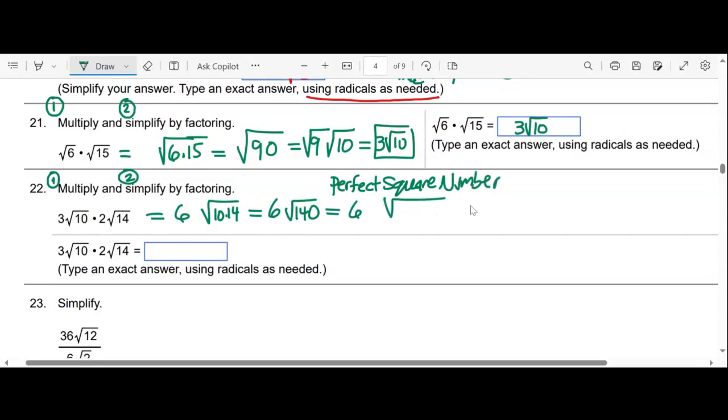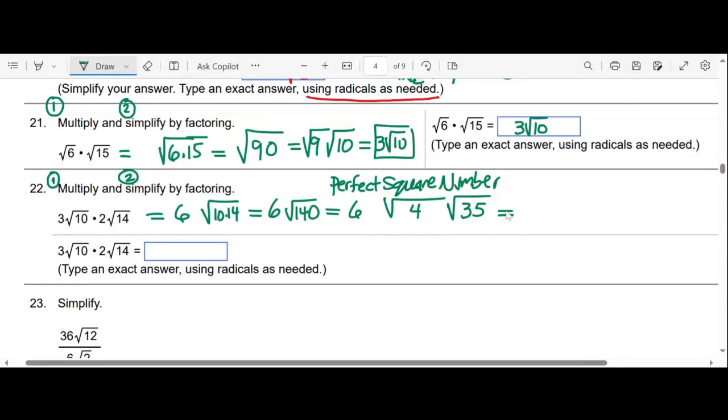Okay, so give me two numbers, a perfect square number. 14 and 10 are not perfect square numbers. I want a number that's squared. Like 2 squared is what? 4. 9 squared is how much? 81. Oh, squared. 4 and 35? Yes, that's a good number.